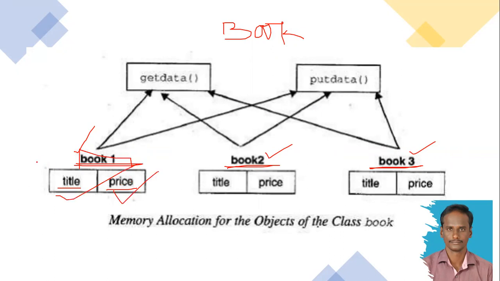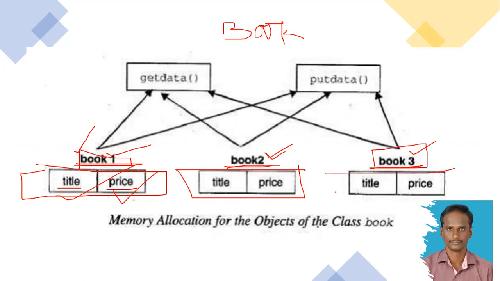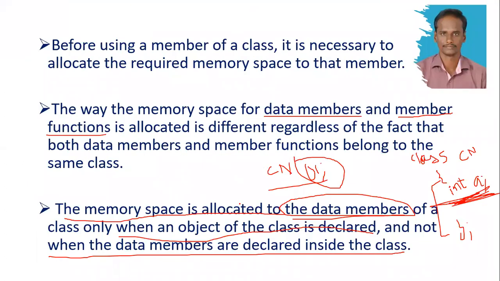When you create object book 1, at that time the memory space for title and price is created. If you create an object called book 2, again one more memory space for title and price is created. If you create another object called book 3, again it creates another memory space for title and price. So these are different memory spaces. The memory space is allocated to the data members of a class only when an object of the class is declared, and not when the data members are declared inside the class, right?